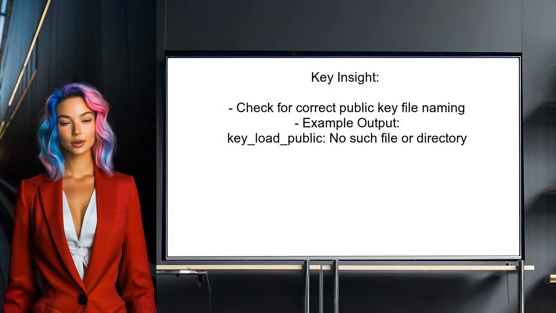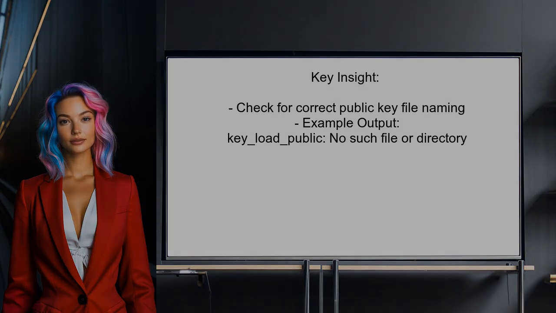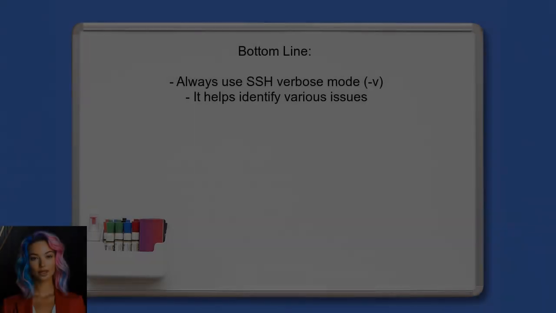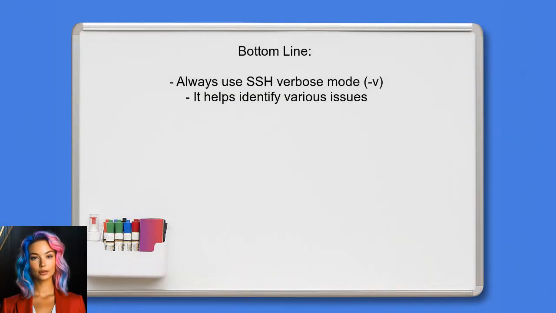In their case, the verbose output revealed that the public key file was not found due to a naming issue. They fixed it by ensuring the public key file was named correctly, which resolved the error. The key takeaway is to always use the SSH verbose mode to troubleshoot issues, as it can uncover hidden problems that might not be obvious.